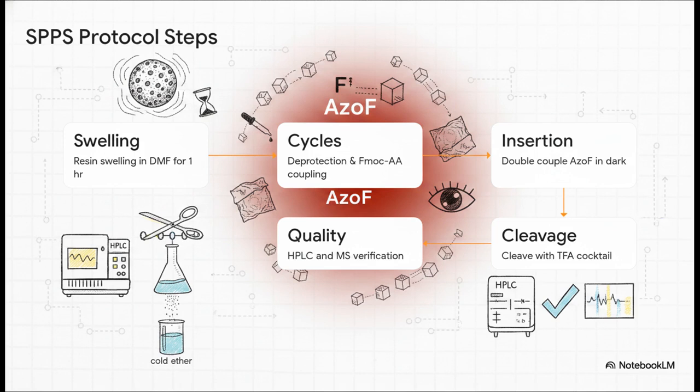The insertion of the azo photoactive center requires a double coupling over 3 hours, and it must be done in absolute total darkness. Vials wrapped in foil, working only under dim red light. We have to ensure the molecule doesn't prematurely isomerize. After that's done, you cleave the peptide from the resin using a TFA cocktail, precipitate it in cold ether, and finally, run it through preparative HPLC and mass spectrometry to guarantee a purity of over 95%.